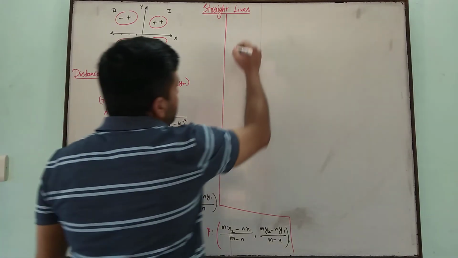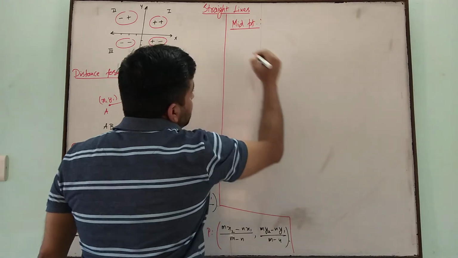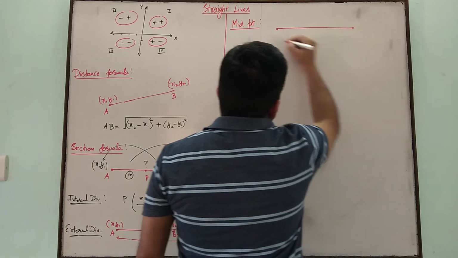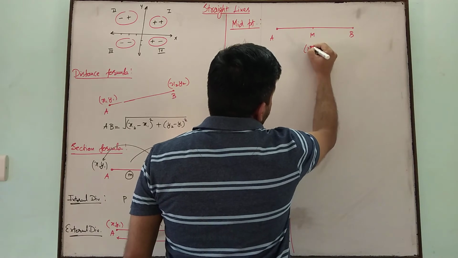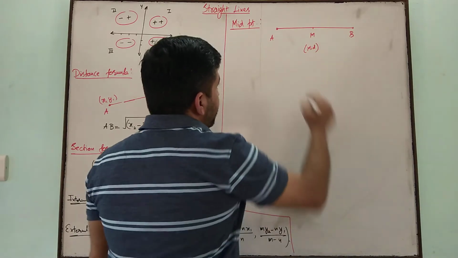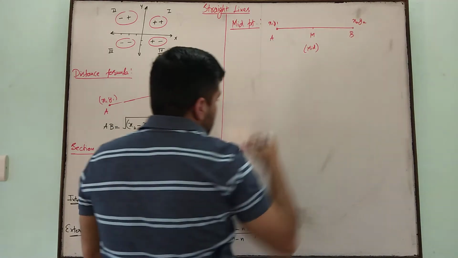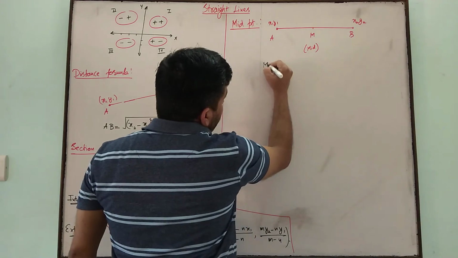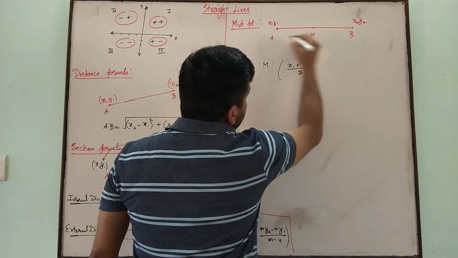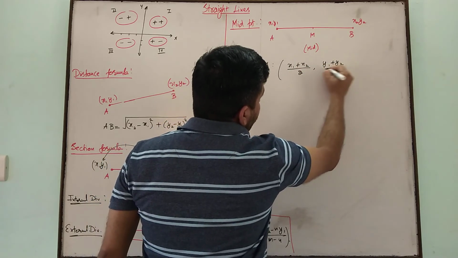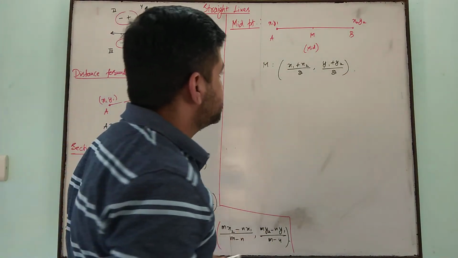Then according to section formula, we do have midpoint formula. If A and B, M is the midpoint, and points are given x1, y1, x2, y2, then coordinates of M will be x1 plus x2 upon 2, y1 plus y2 upon 2. These will be the coordinates of M. In that case, midpoint formula is there.